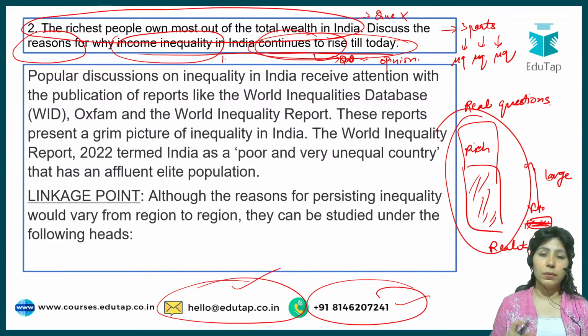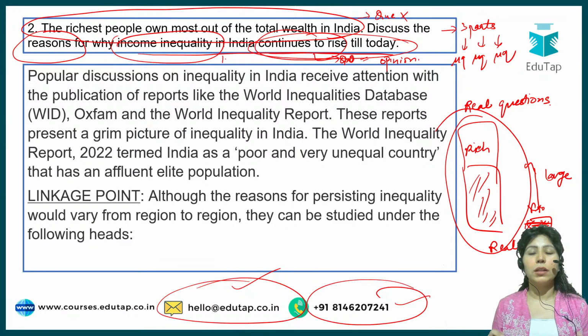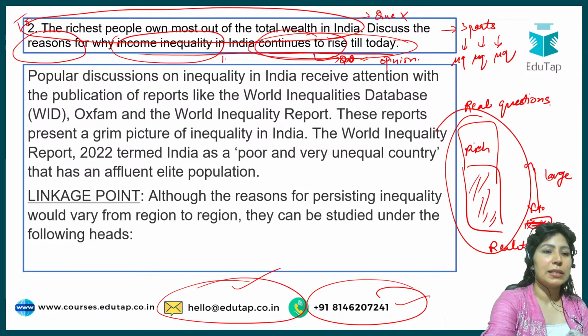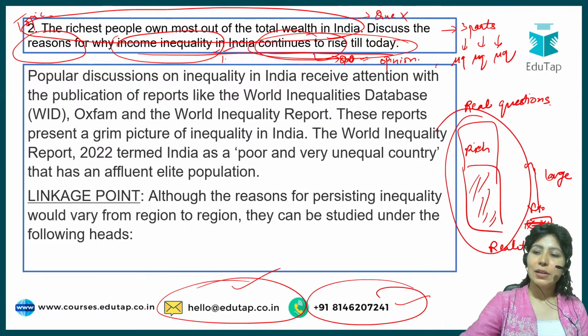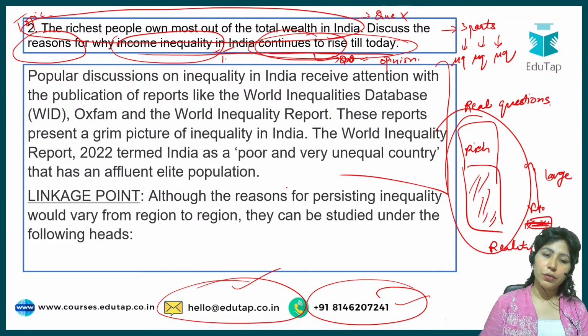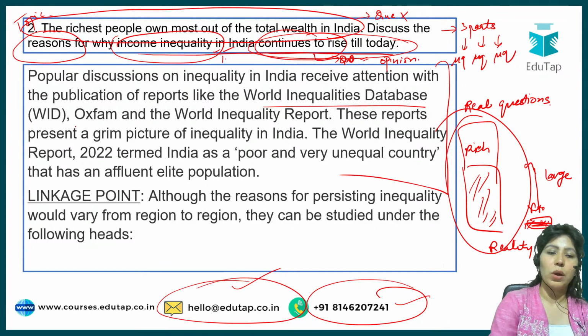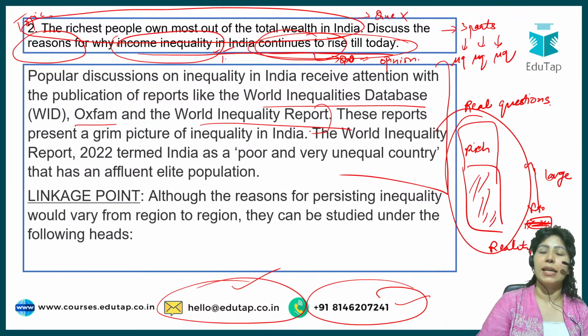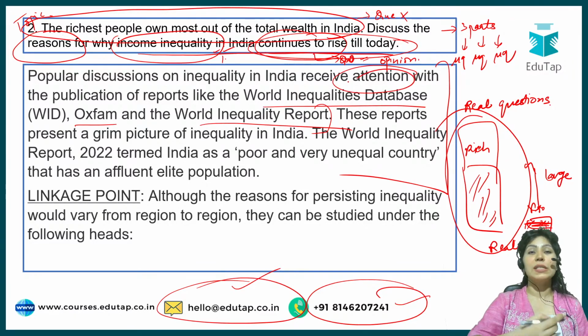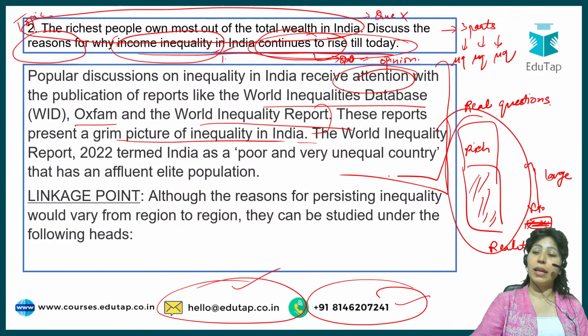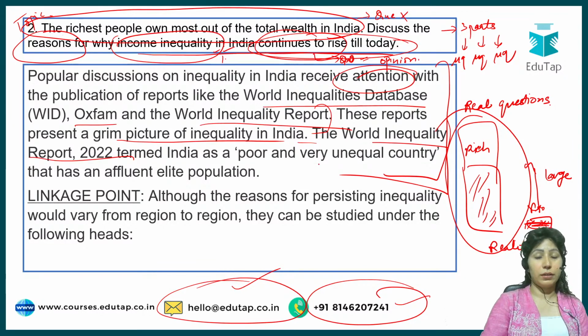First of all, in writing the introduction, what we do is we make the question seem important. Question seem important means whatever topic is being discussed in the question. The topic is income inequality. We make it seem important. So what we did when we wrote our introduction on Friday was we used reports like the World Inequality Database and World Inequality Report, and we said that whenever these reports come up, our attention goes towards income inequality. So these reports present a grim picture of inequality in India. Then the World Inequality Report 2022 was quoted here.